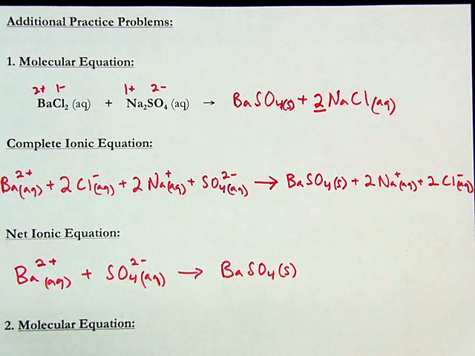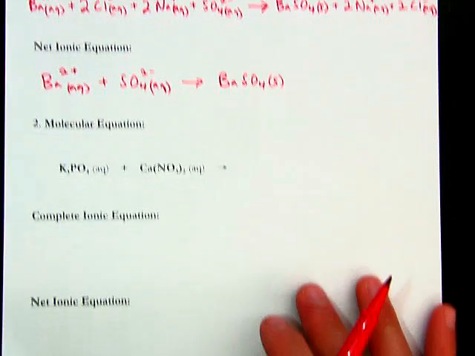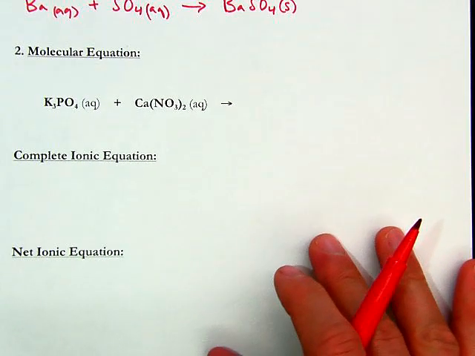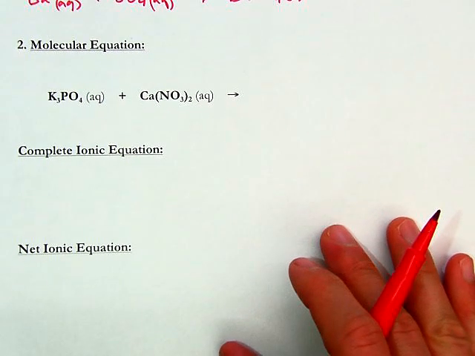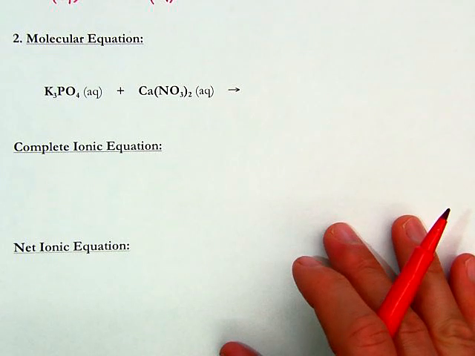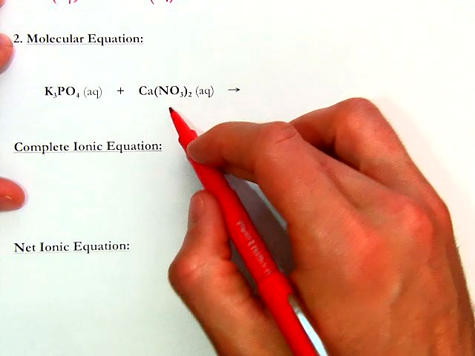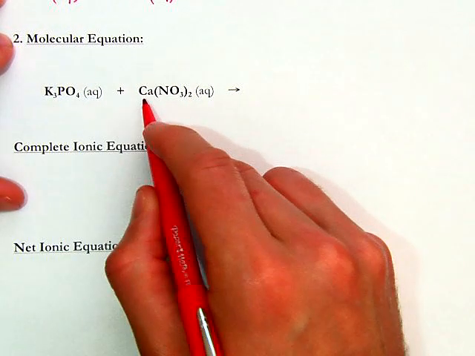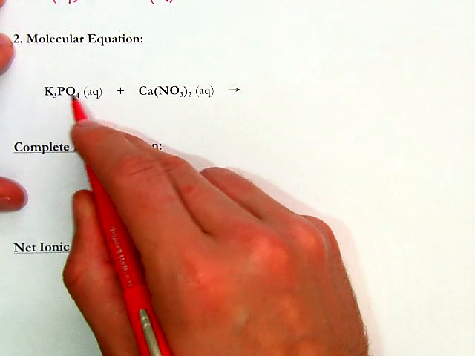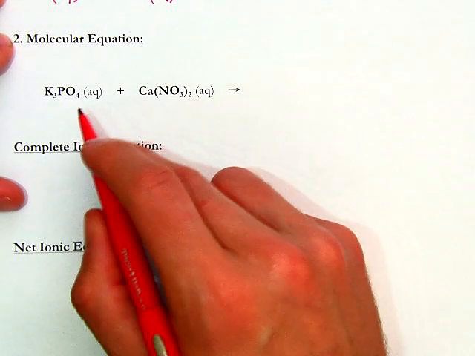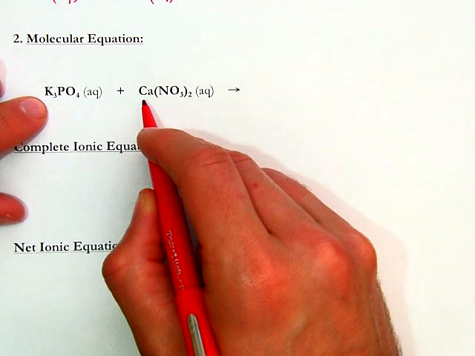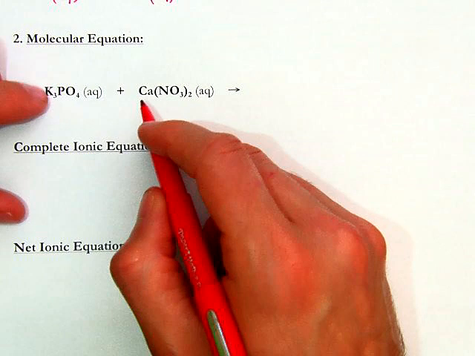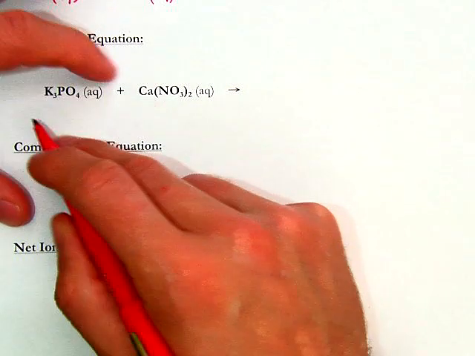Let's do a final example. It's maybe a little bit of a harder one for our molecular equation. So we have K3PO4, and then we have Ca(NO3)2. So again, positive section, negative section, positive section, negative section, metal, non-metal, metal, non-metal. So K and Ca are going to switch places. Okay, this is a double displacement. So those are going to switch places.